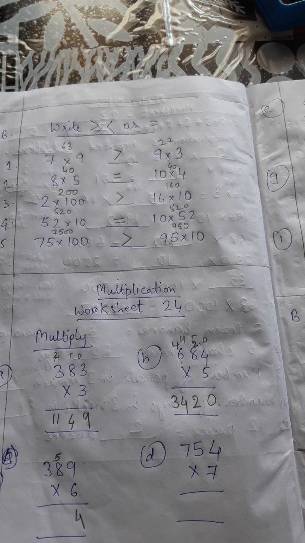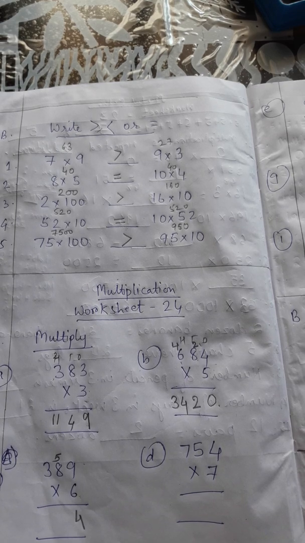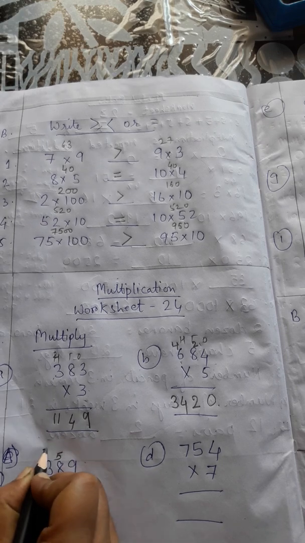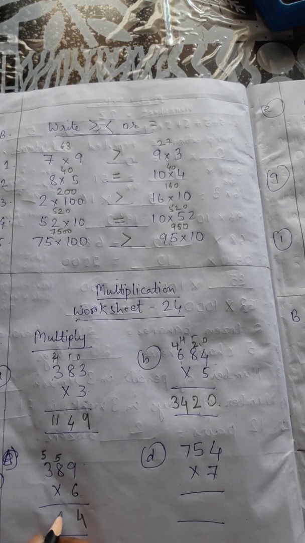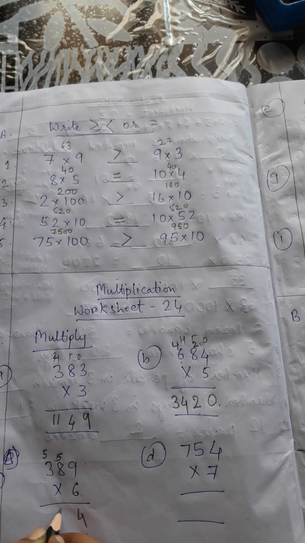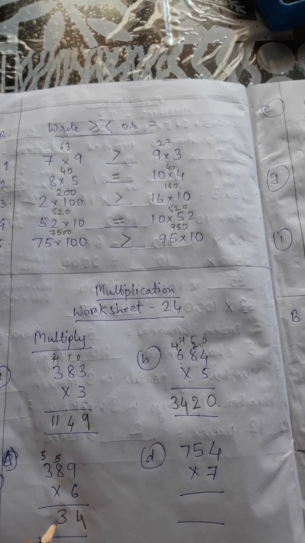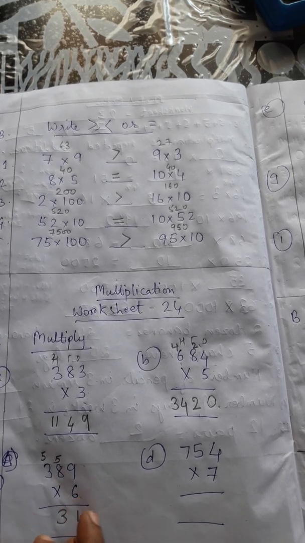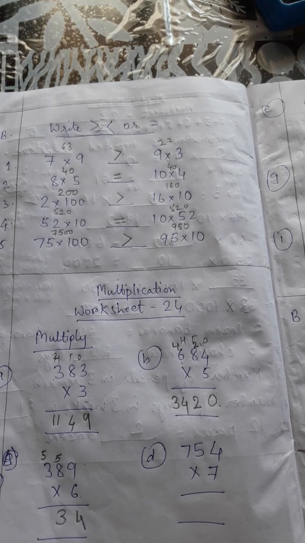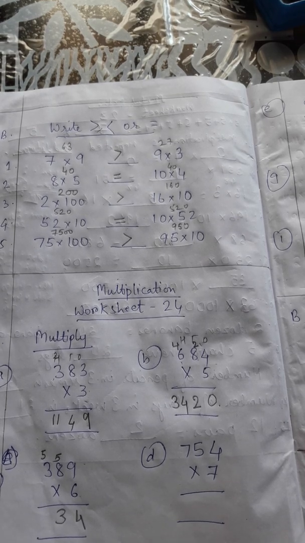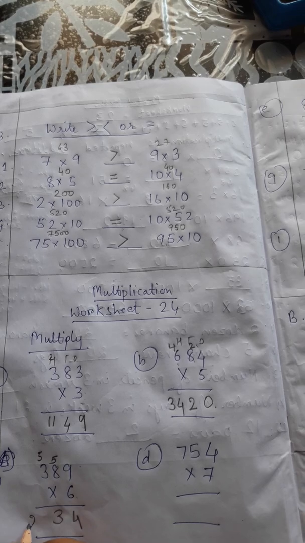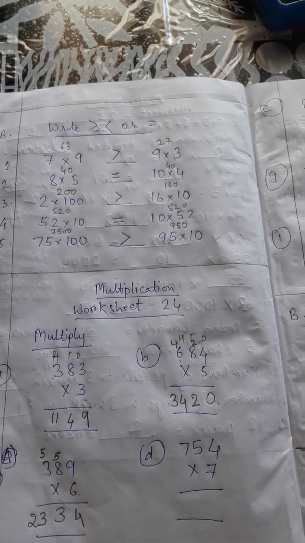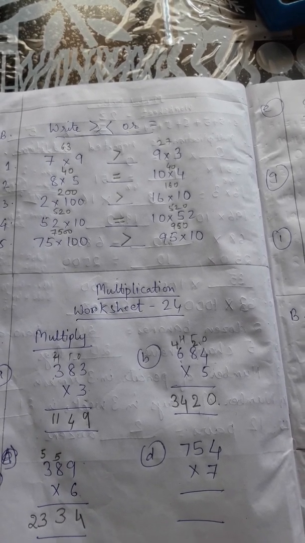Now 6 8s is how much? 6 8s is 48. 48 plus 5 is 53. Put 3 at the tens column and 5 at the hundreds. Now 6 3s is 18, 18 plus 5 is 23. So the answer is 2334.